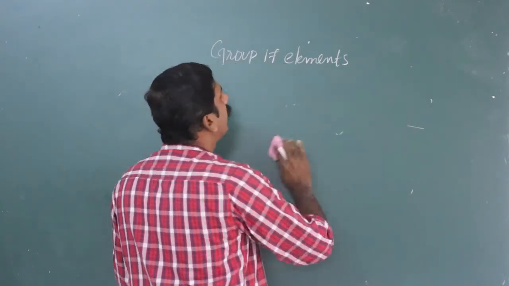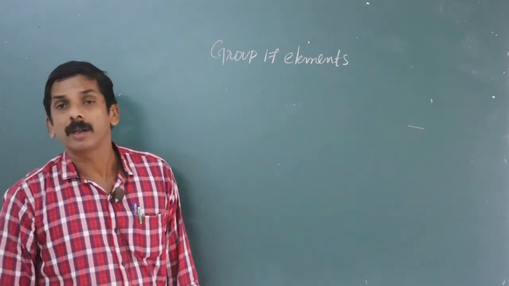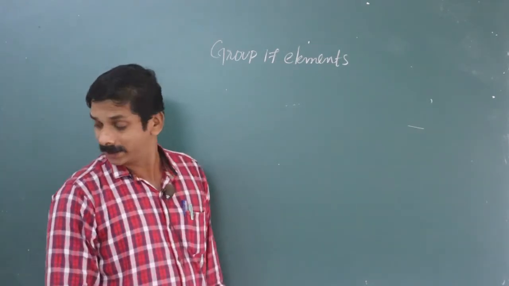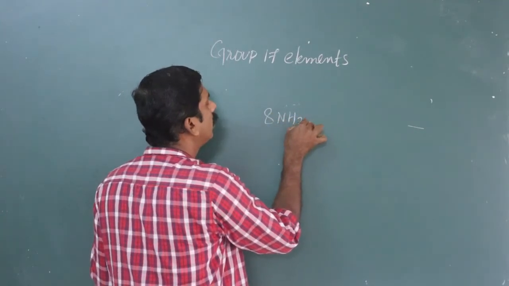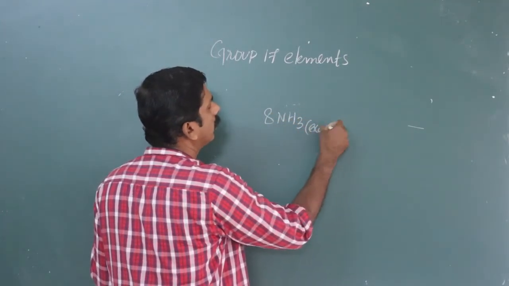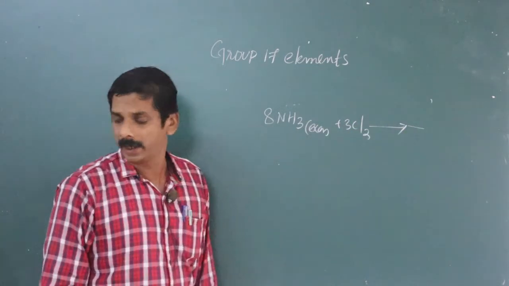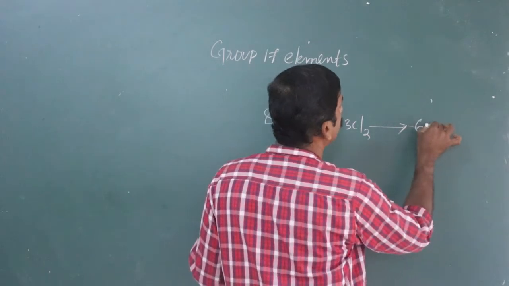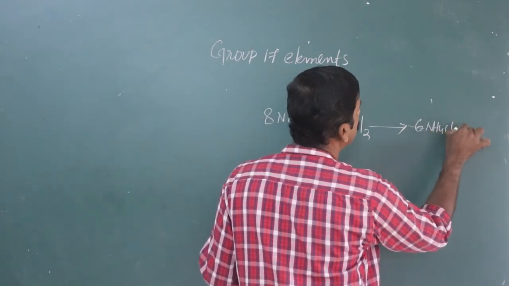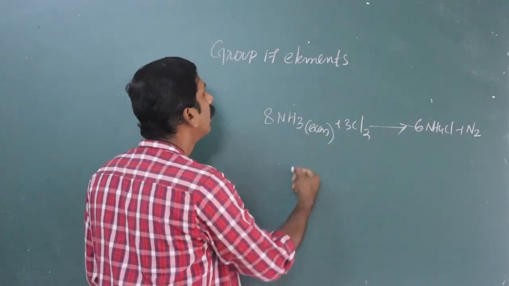Next we discuss the chemical reactions. Chlorine reacts with excess ammonia to give ammonium chloride, NH4Cl, along with the liberation of nitrogen.